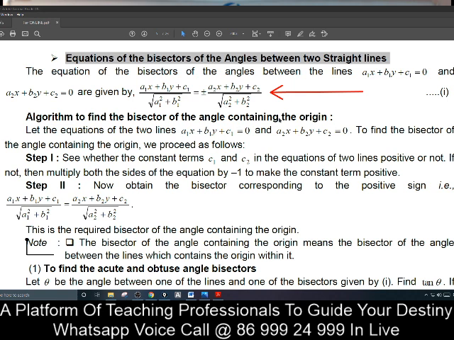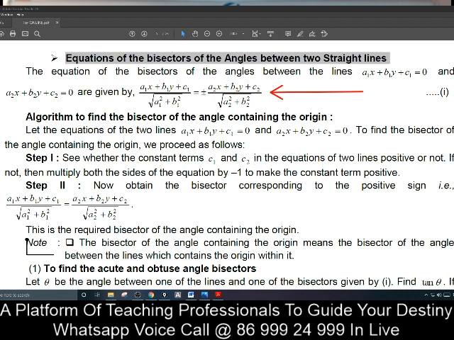So, the algorithm to find the angle containing the origin. Just now I said that you have to keep C1, C2 always greater than 0. It is not mentioned here. To find the bisector of the angle containing the origin, we proceed as given. Step 1: make C1, C2 in the equations positive. If they are not both positive, then make them positive.